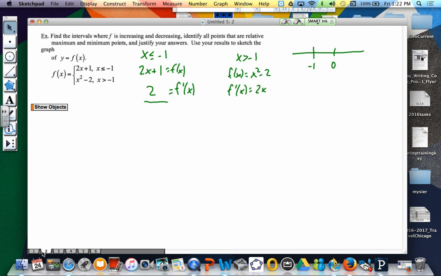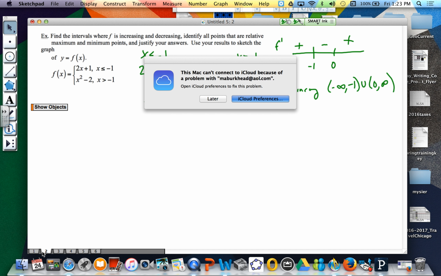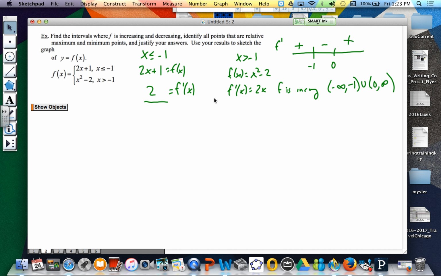And then I want to take a look at f prime. Well, all the way up to negative 1, f prime is positive. Then, as x is greater than negative 1, f prime goes negative, and then f prime goes positive. So that would mean f is increasing from minus infinity to negative 1, union 0 to infinity. And f will be decreasing from negative 1 to 0.